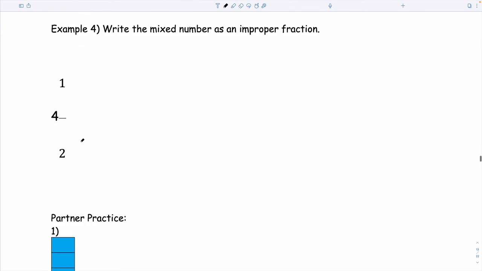Skip example 2. Skip example 3. Go to example 4. Check your voice, please. Chad, that's unprofessional.